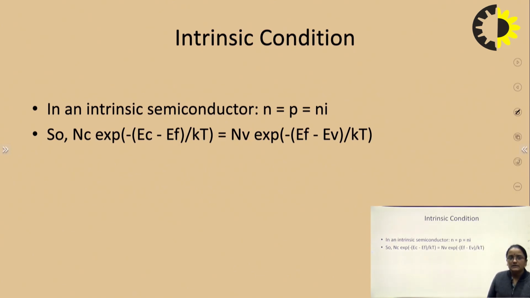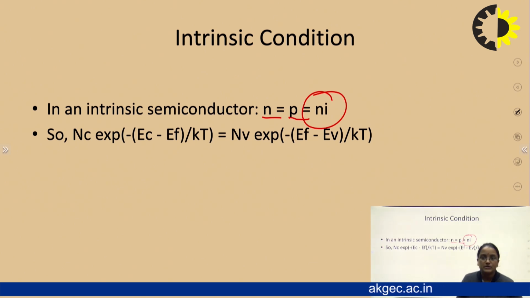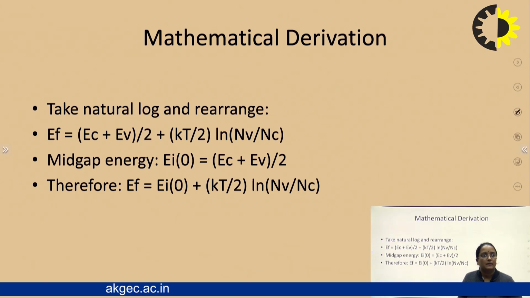This is the intrinsic condition that we have discussed earlier also, that is, the concentration of holes and electrons is the same, which is equal to the intrinsic carrier concentration Ni. So, this is all about the mathematical expression. We have just equated the expressions of the number of free holes and free electrons. This is all about the mathematical derivation.